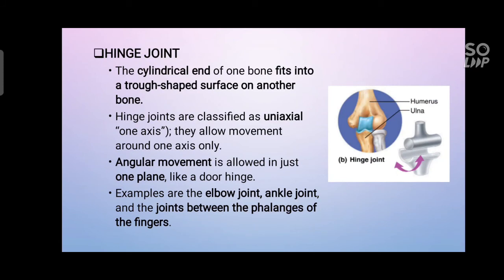Next is the hinge joint. It has a cylindrical end of one bone which fits into a trough-shaped surface on another bone. So hinge joints are classified as uniaxial, or one axis. They allow movement around one axis only. Angular movement is allowed in this one plane, like a door hinge. Examples are the elbow joint, ankle joint, and the joints between the phalanges of the fingers.